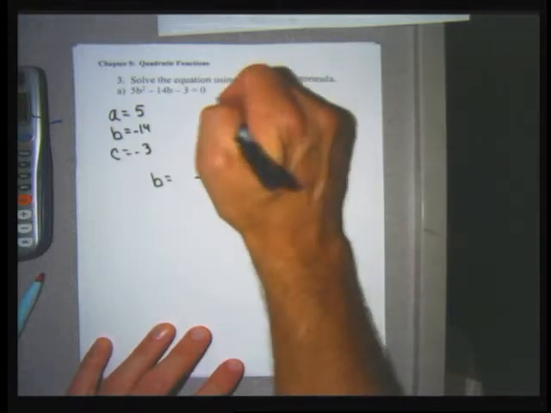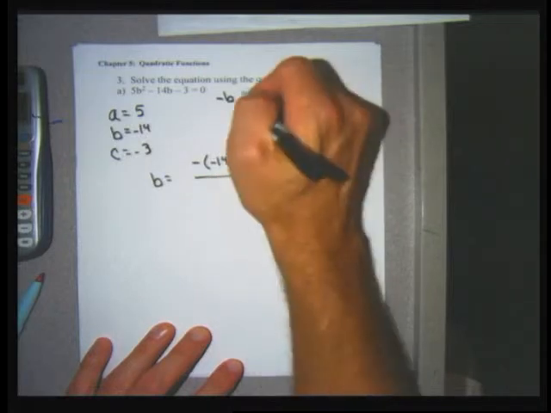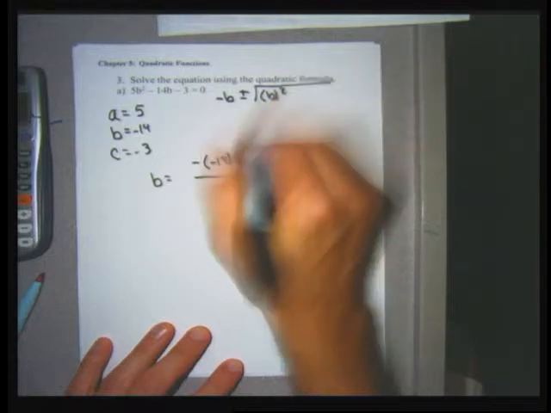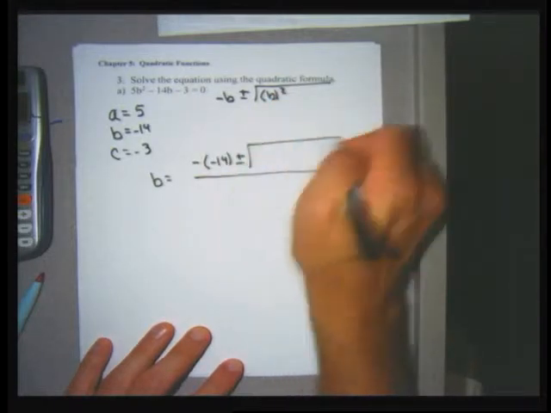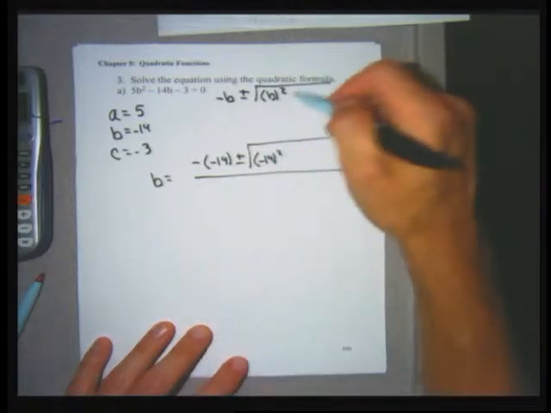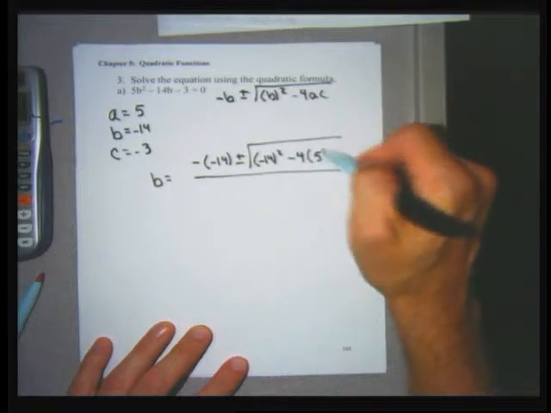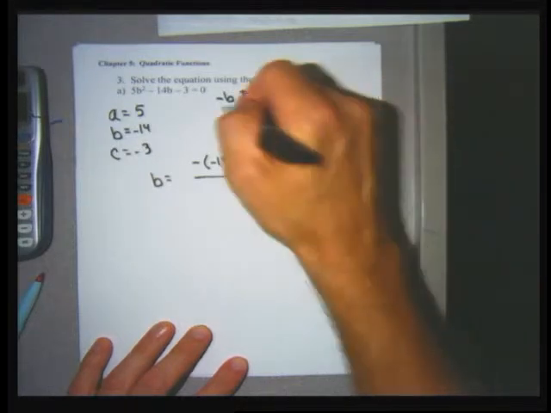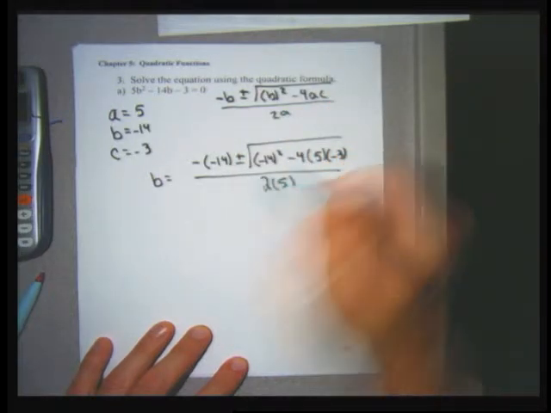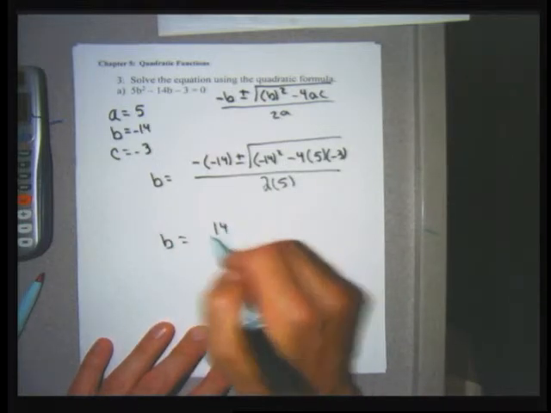And then the formula has negative b, which is going to be negative of negative 14, plus or minus the square root of b squared. Because b is negative, it has to be in parentheses. And then minus 4ac, which is minus 4 times 5 times negative 3, all over 2a, so all over 2 times 5. So the two negatives there make a positive.